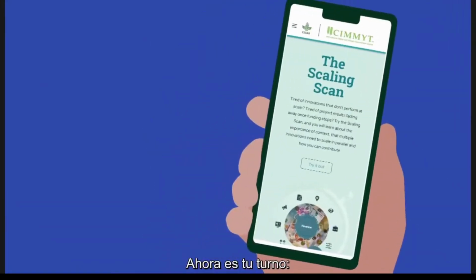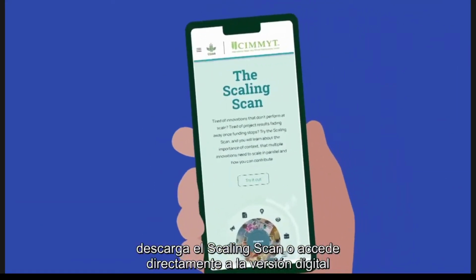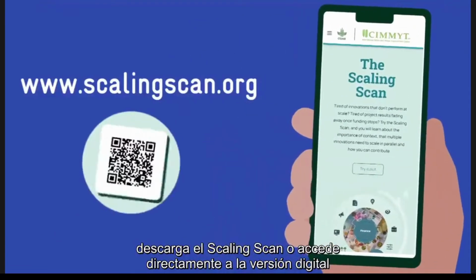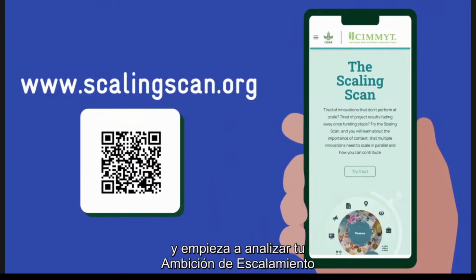Now it's your turn. Download the scaling scan or go straight to the digital version and start analyzing your scaling ambition from your phone or laptop.